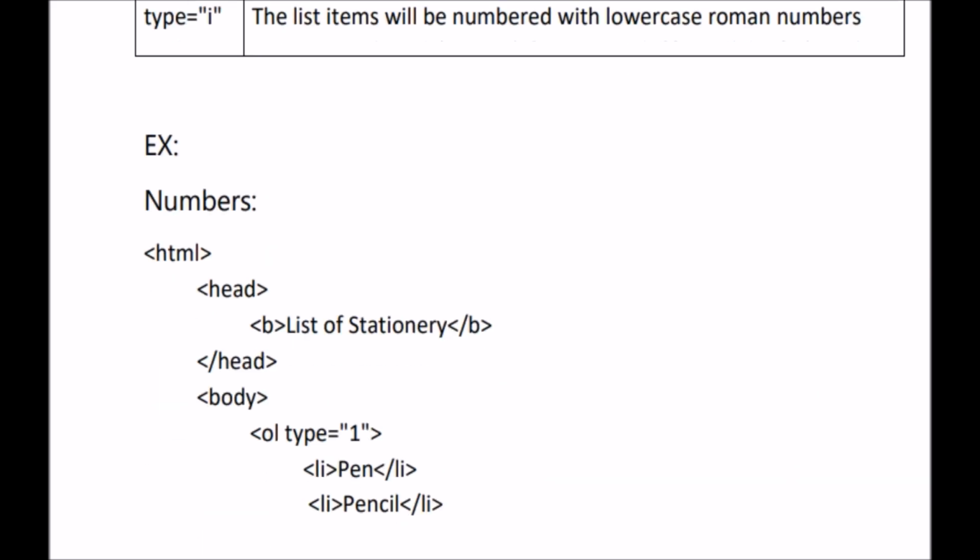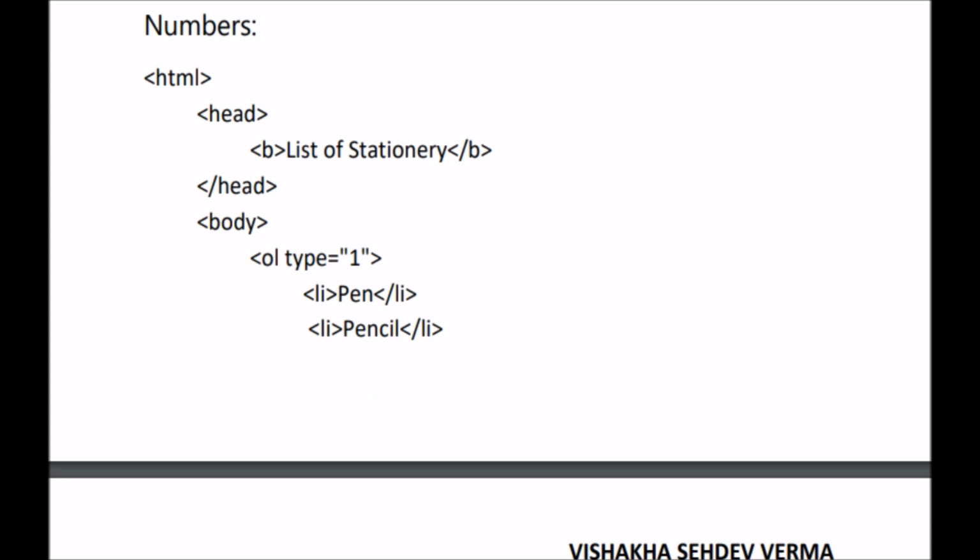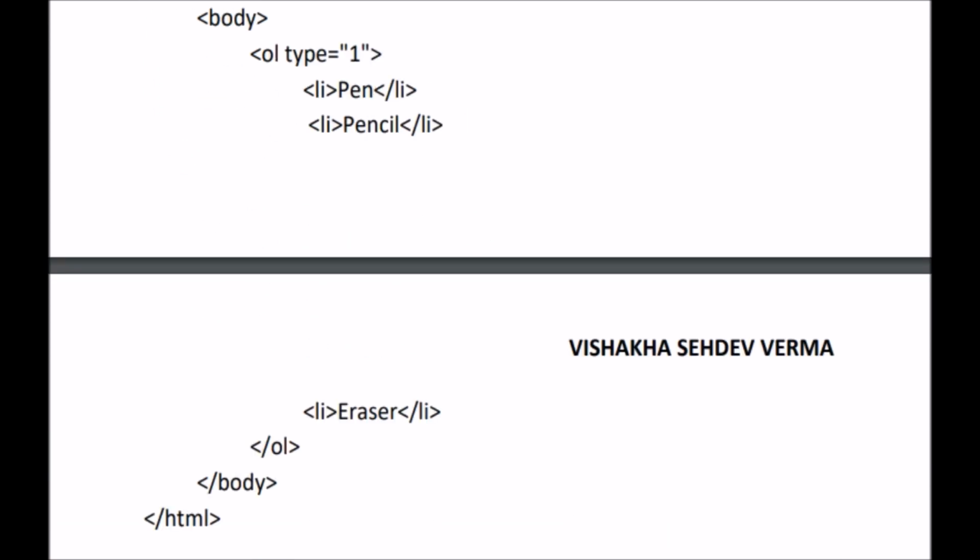So as you can see, the first example which we have taken here is of numbers. HTML tag we have opened, head tag is being opened. Again in the head we have put list of stationery, head tag is being closed, body tag is being opened. In the body tag we have taken OL, OL means ordered list, type 1. The list items are pen, pencil, basically stationery items are being mentioned here. I have closed the OL tag here, body tag close, and then HTML tag close.